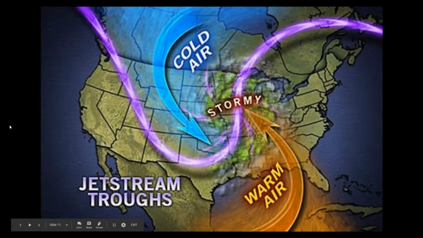Here's a map showing the jet stream and what happens when you get a big dip in the jet stream. The jet stream is a fast-moving river of air, high in the atmosphere, pretty much at the boundary between the troposphere and the stratosphere. It's depicted here as this purple line, diving southward through Texas and then coming up through the Great Plains, north of the Great Lakes, and into Canada.